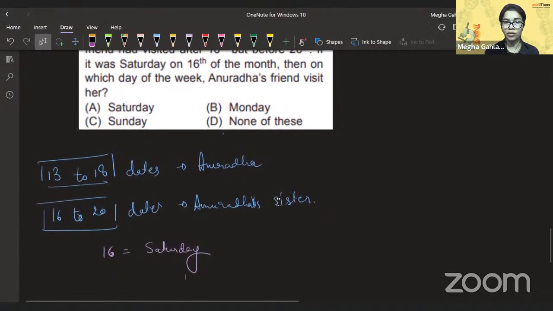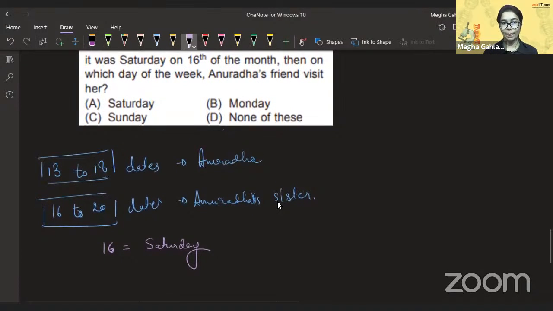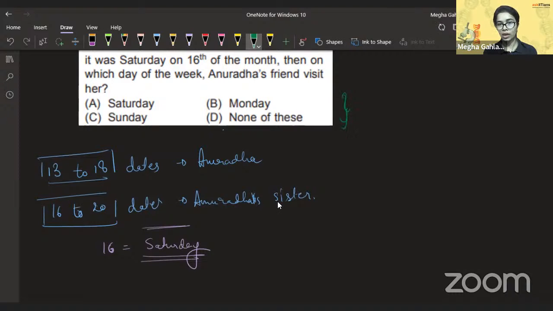Anuradha's friend visited her. So we know a day. We have to find out the days out of which Anuradha's friend might have visited Anuradha, right? And we have to look on the basis of the day, for like this, for the 16th. So 16th is Saturday. Now, if we look at this, you see we have 16th as Saturday.